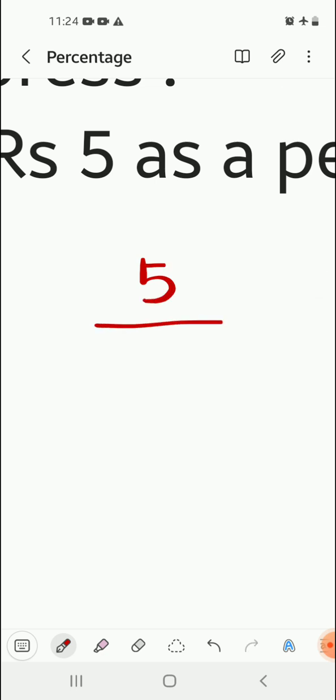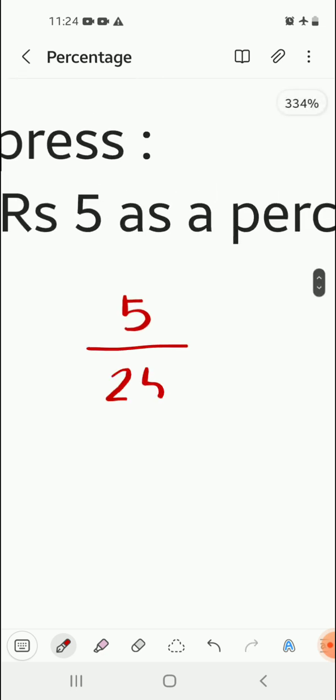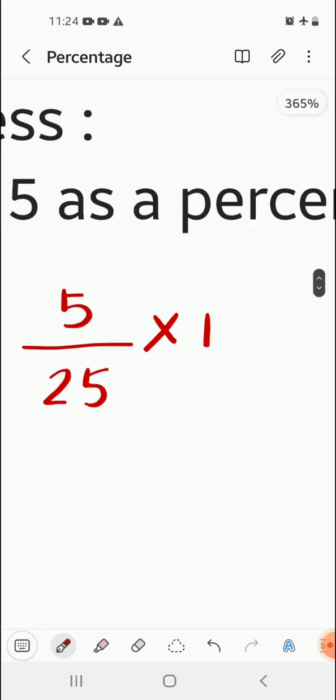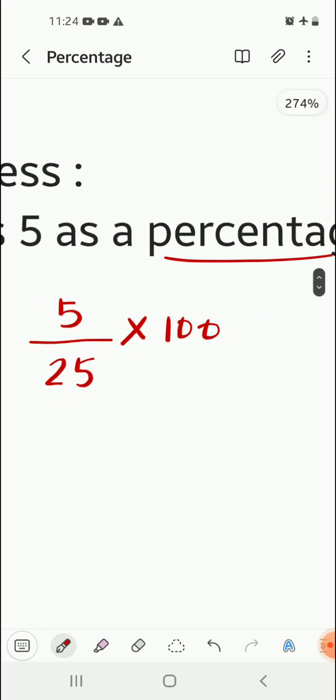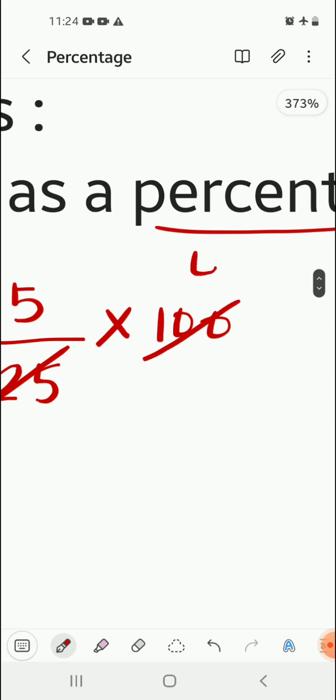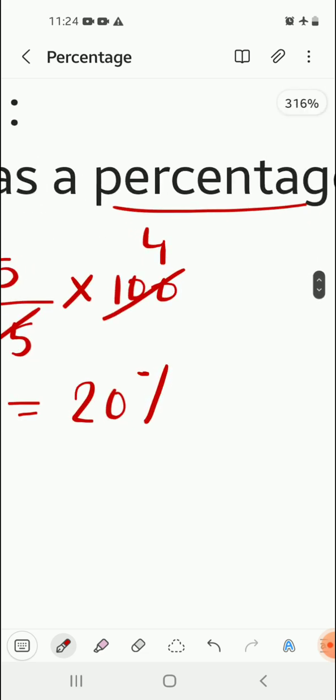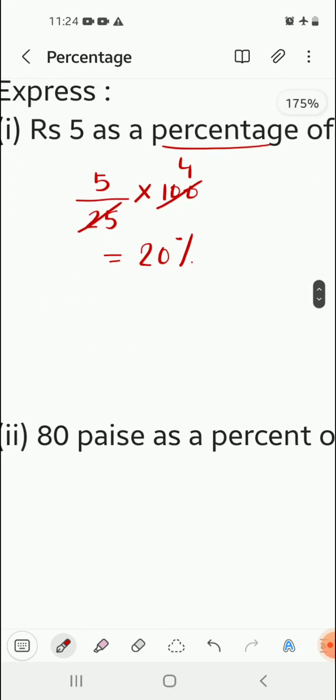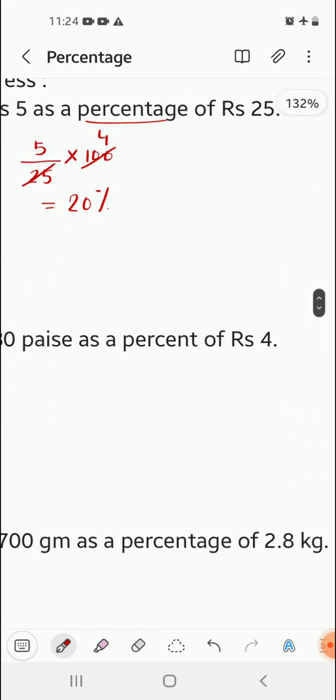Over here, rupees 5. So it will be in the numerator divided by the total, that is 25 into 100, because we have to convert it into percentage. So multiply by 100. Cancel it out, 25 and 100 becomes 4. 5 into 4, 20. So 20 percentage sign. Next, 80 paise as a percentage of rupees 4.